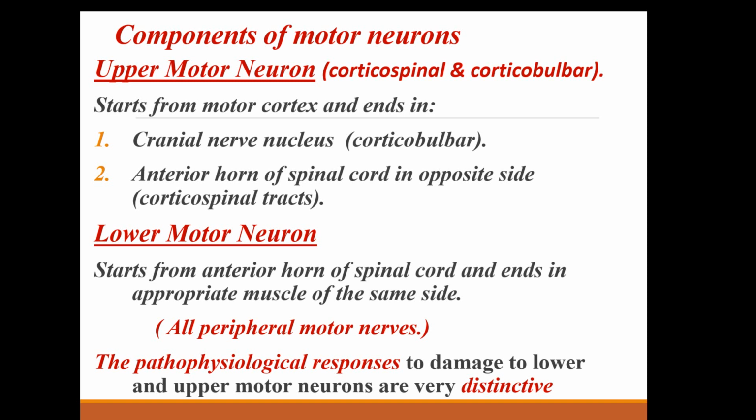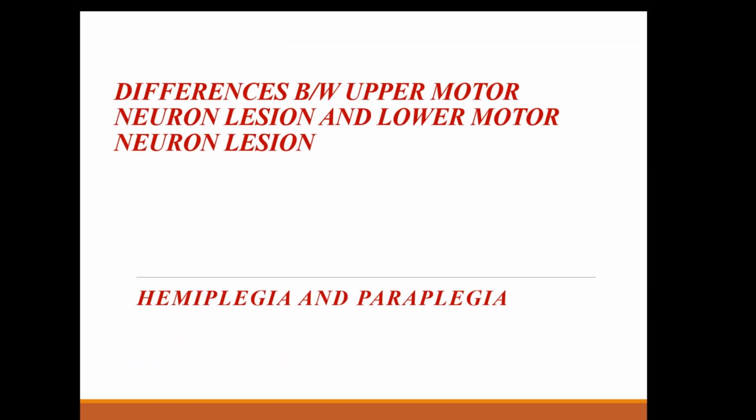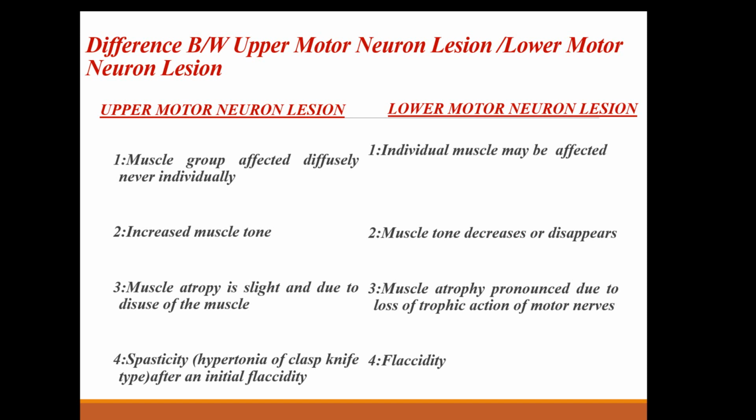The pathophysiological responses to damage to lower and upper motor neurons are very distinctive. Now, one of the very important questions frequently asked is the difference between upper motor neuron lesion and lower motor neuron lesion, hemiplegia, paraplegia. The differences are: in upper motor neuron lesion, the muscle group is affected diffusely and never individually. In the lower motor neuron lesion, the individual muscle may be affected.